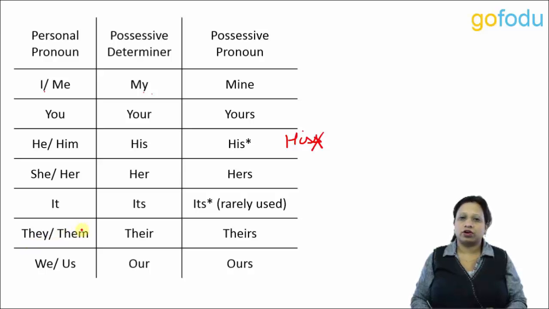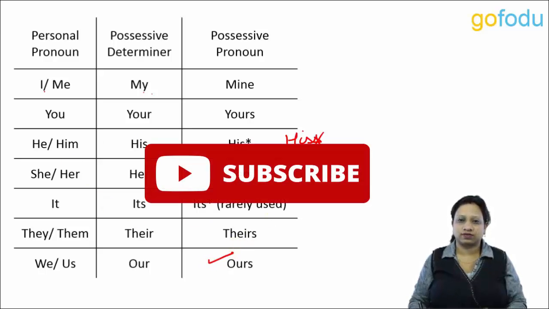They or them in third person become their. For example, they are coming, or I like their house. This house is theirs in possessive pronoun. We or us in plural in first person. We are coming to the party. This is our house. This house is ours. This is how it works in possessive case.